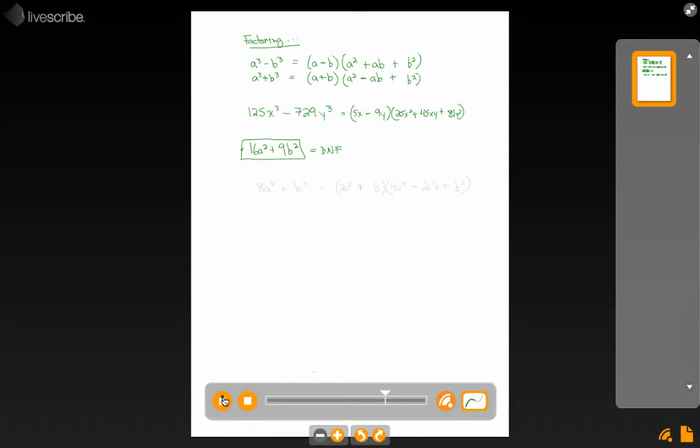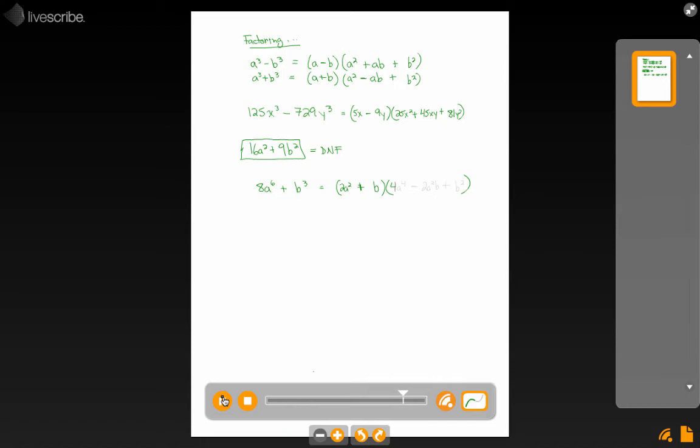So let's say we had 8a to the 6th plus b cubed. Well, if you recognize each of these as a perfect cube, the first one, the cube root is 2a squared, second one, the cube root is b. It's a sum, so we put a plus in the middle.